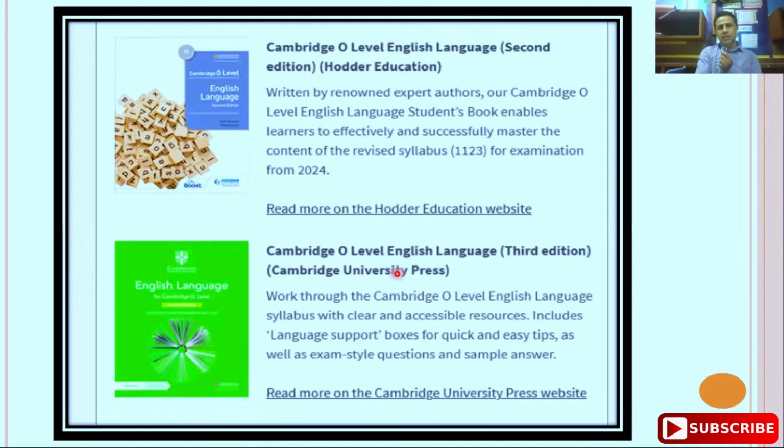The resources about the updated paper pattern will be given soon. These are the 2 books that you will see in the upcoming months. Within 1 or 2 months, these books will be published and available in the market, with resources according to the paper pattern of 2024.